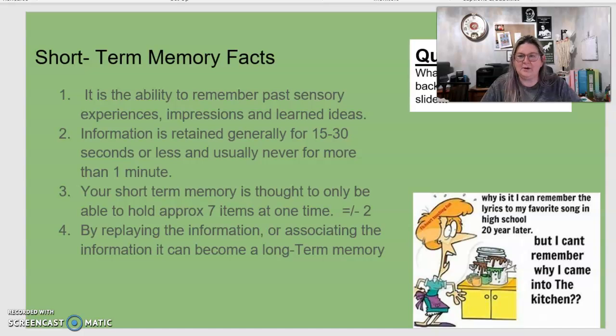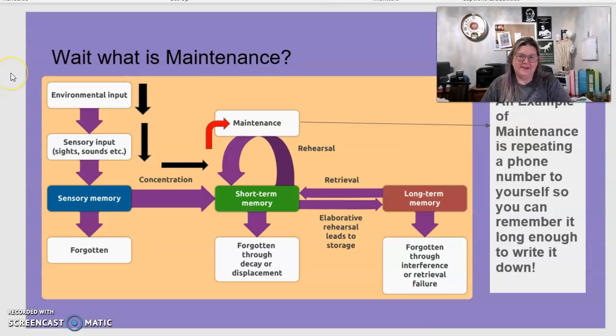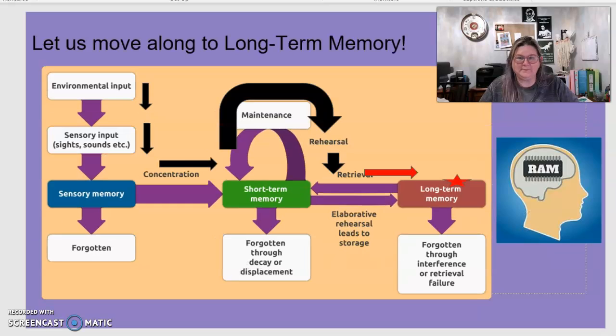All right, let's go back to our flow chart. We're now moving through our short term to our maintenance. That's the rehearsing of things over and over and over again. 501, 555. We'll just do some different numbers. 5152, 555, 5152. You're repeating it over and over again, trying to encode it into your long-term memory. Once we get it into our long-term memory, by repeating it over and over, it's there.